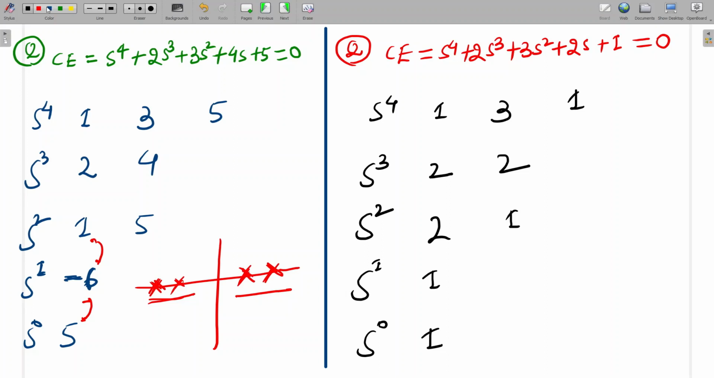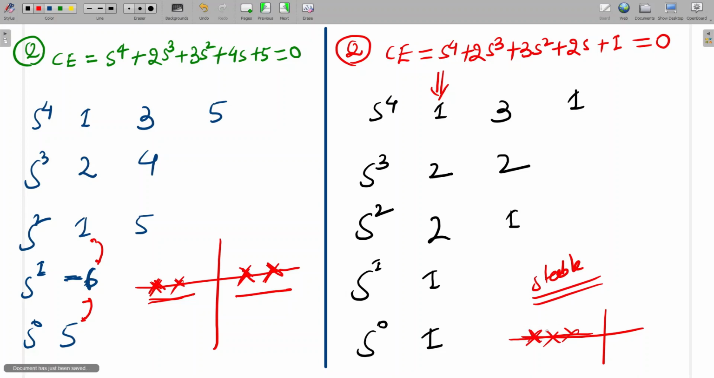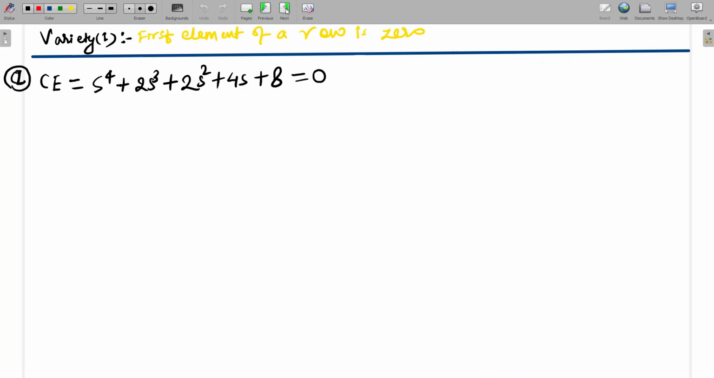So we will see here, no sign change is there in the first column. So it will be a stable system. All poles will be in the left hand side, all four poles. But it is not compulsory that the poles will be on the real axis only. They can be anywhere, complex poles also, but the poles will be in the left hand side. Okay. Is it clear to all? Should I move to the next question? Yes, sir. Okay.